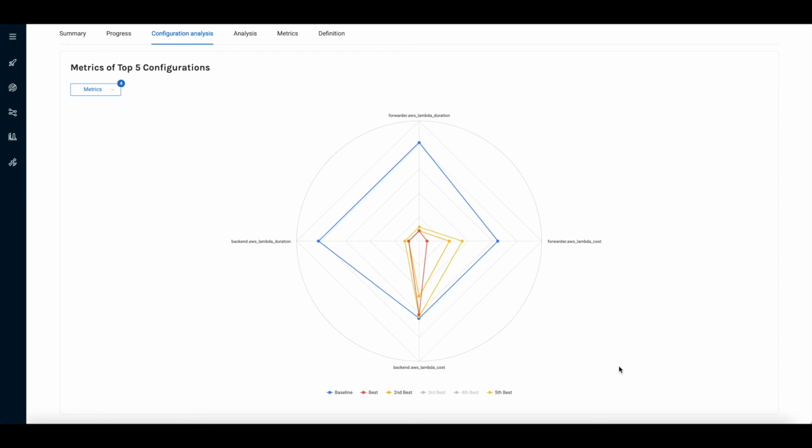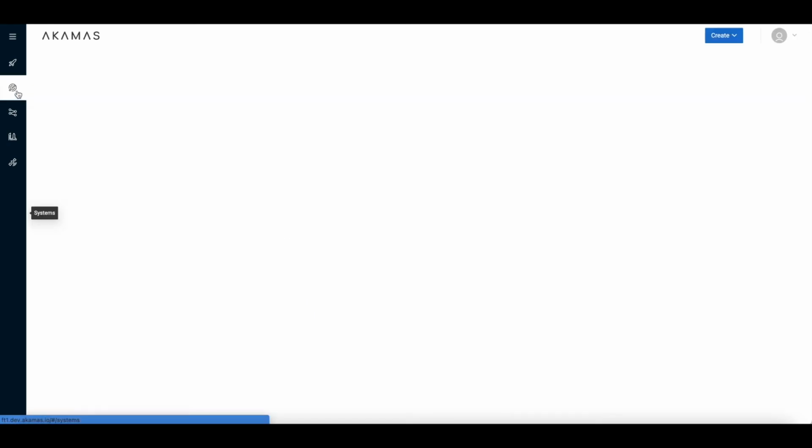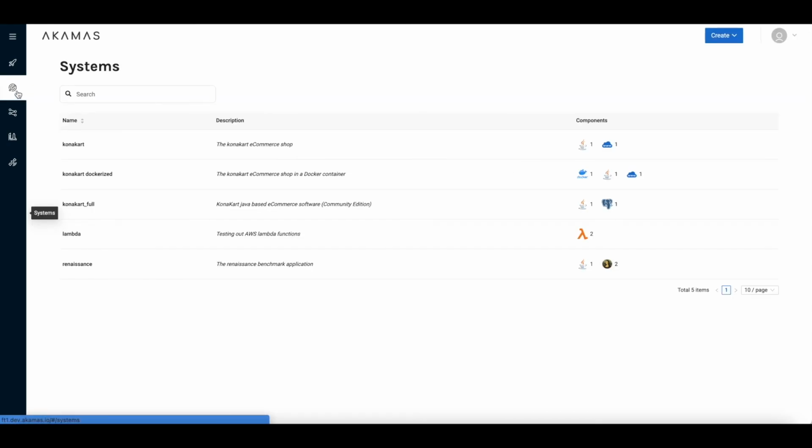This concludes our short video about how Akamas can optimize both performance and cost of applications leveraging serverless computing resources. The system under analysis in this video was quite simple, but Akamas can manage much more complex applications based on any number of Lambda functions or including other components such as JVM, runtime, databases, and more. Thanks again for your interest.